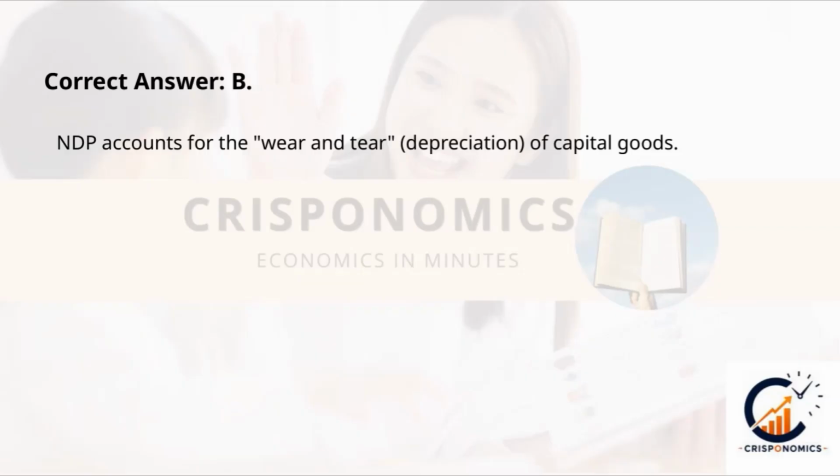Here, we're looking at how the net domestic product, or NDP, accounts for the wear and tear on capital goods. This wear and tear is what we call depreciation. It's important because it shows the real value of what's produced after replacing or maintaining the equipment and infrastructure we use. So, when we subtract depreciation from the total output, we get a clearer picture of the economy's actual productive capacity. The correct answer here is B.